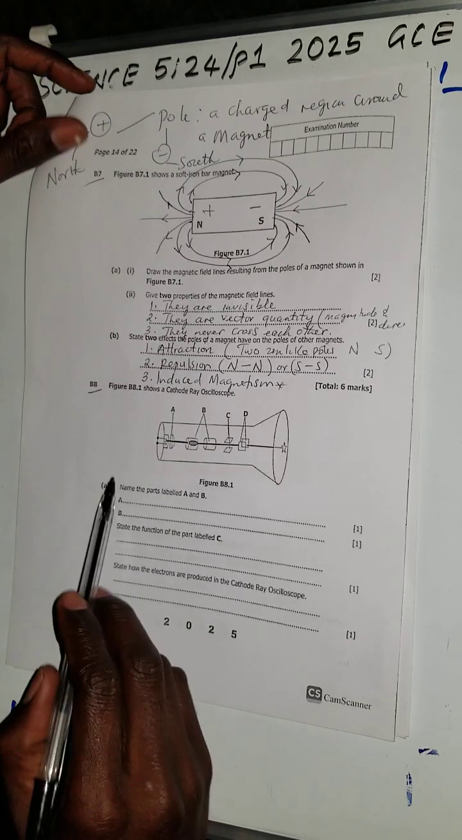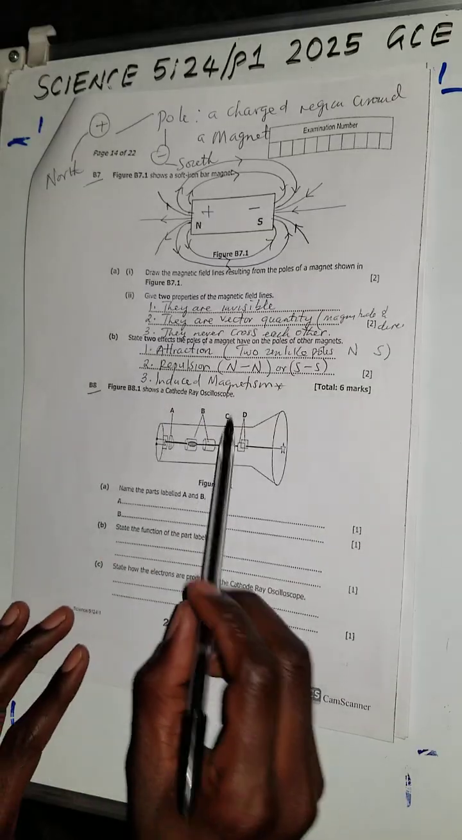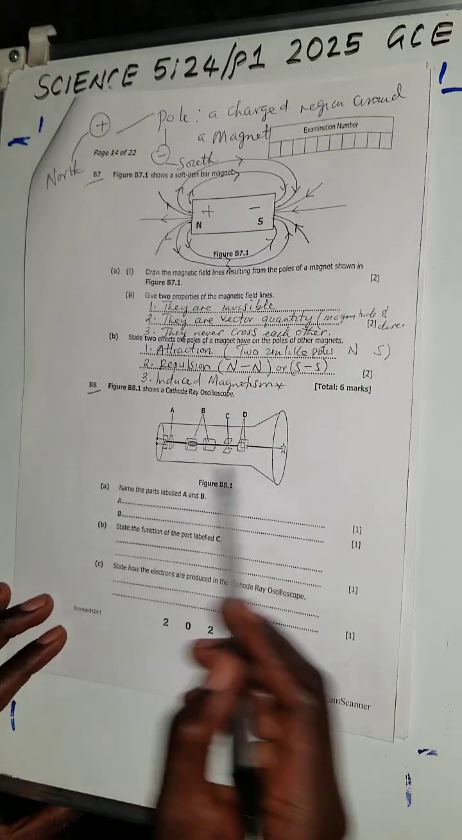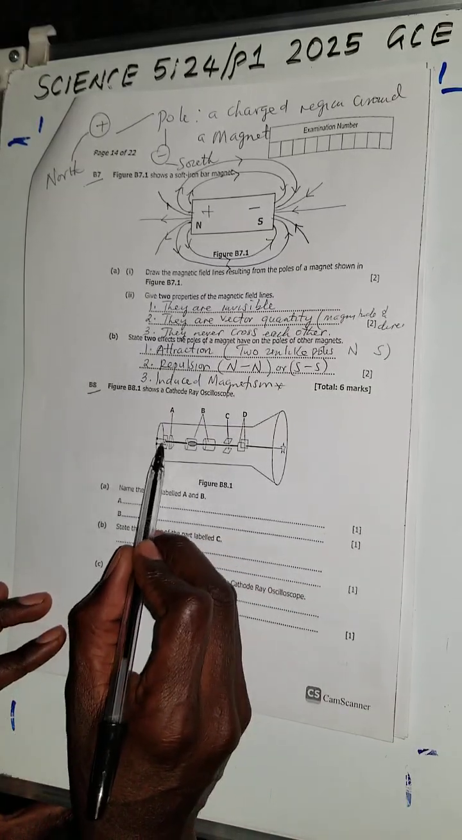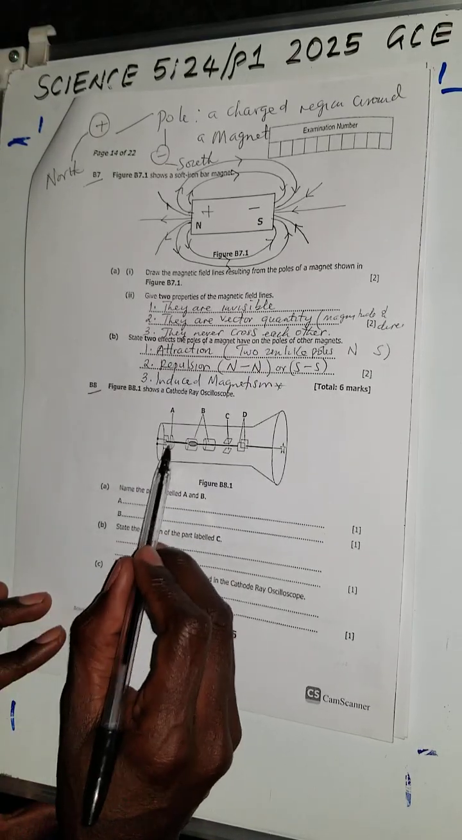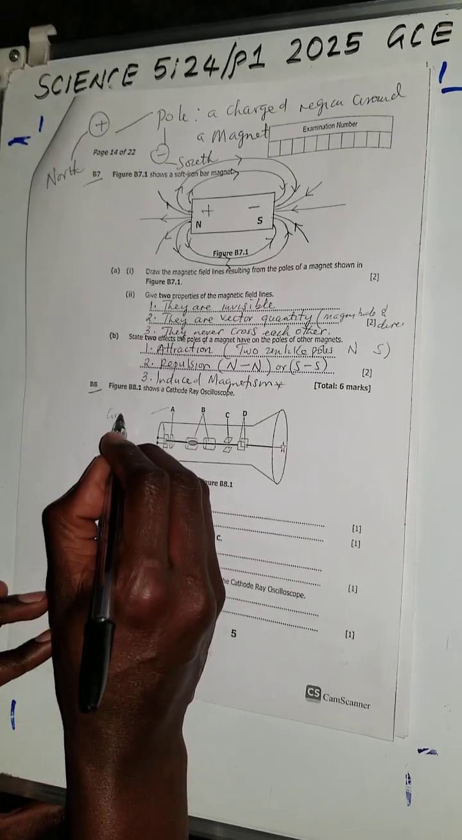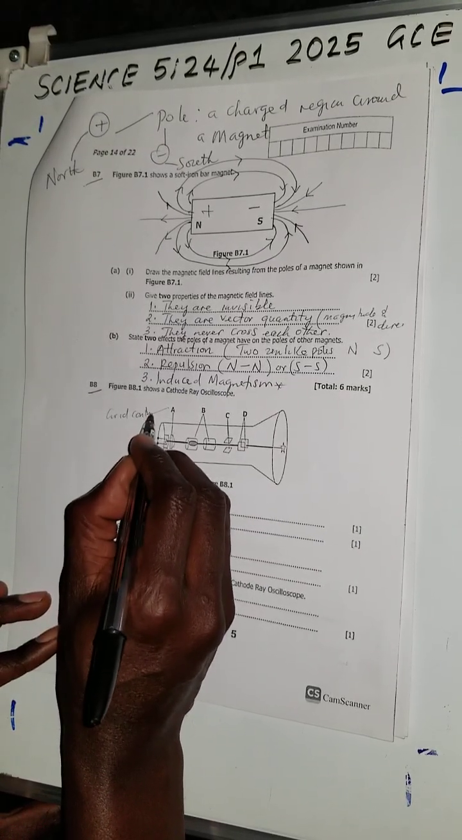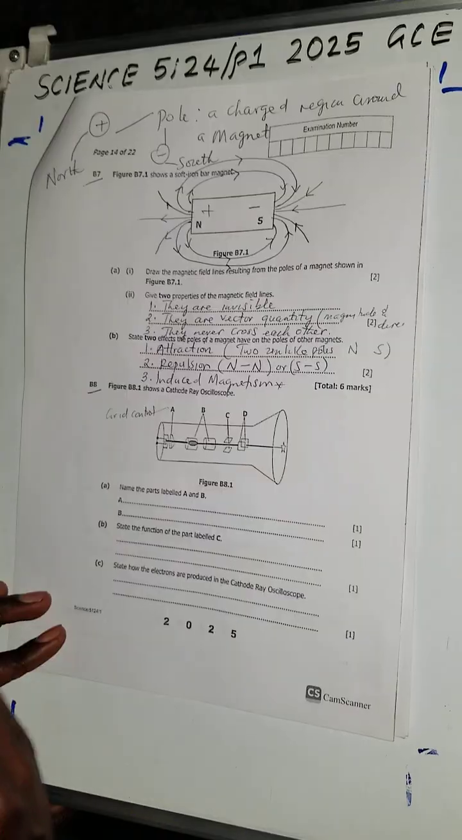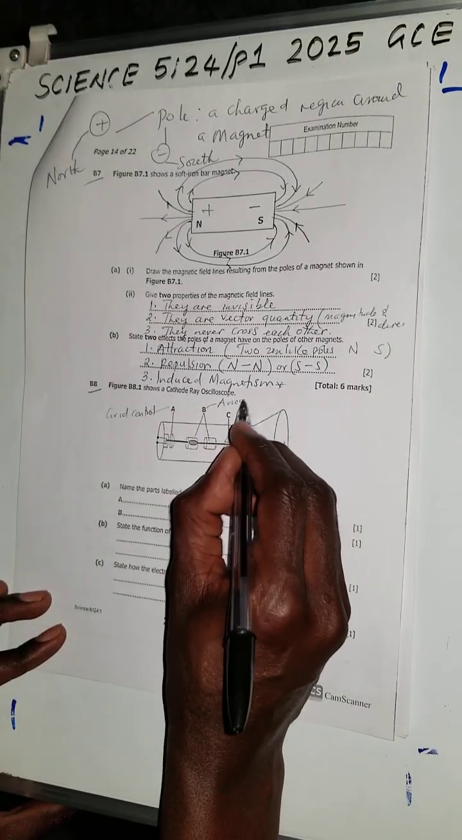Okay, so the question here says figure B8.1 shows a cathode ray oscilloscope, and this is what they have shown us. If I look, there's a filament, and what follows there, if you see properly, is the cathode. A should represent what we are calling the grid, the control grid, because the cathode is the one surrounding the filament, and B is representing the anode.